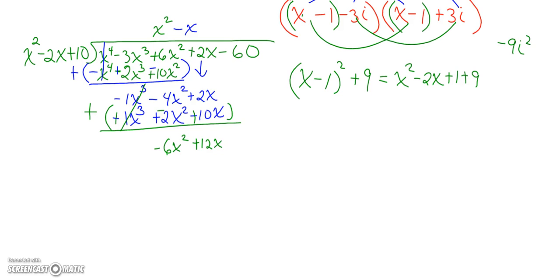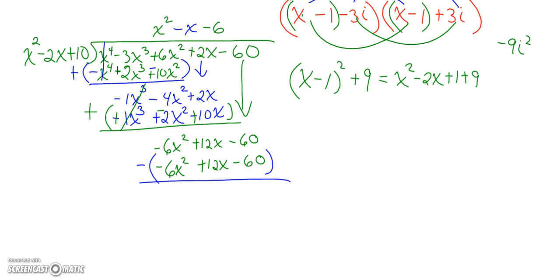And I bring down the minus 60. Hopefully we get a whole number answer. We go back to the very beginning. We say what times x squared is negative 6x squared. So it's going to be negative 6. We do another multiplication. Negative 6x squared plus 12x minus 60. And our last time we're going to do a subtraction.